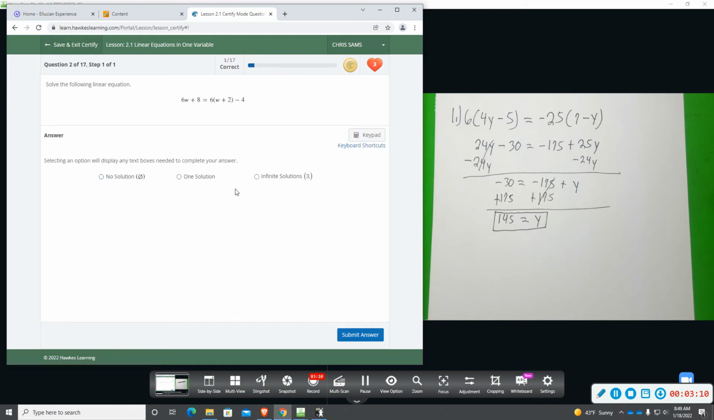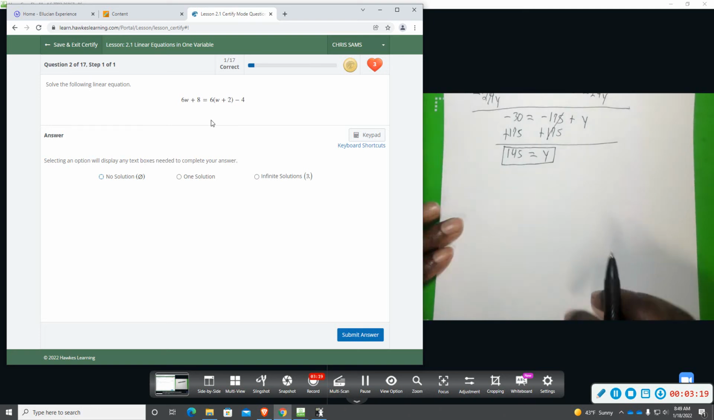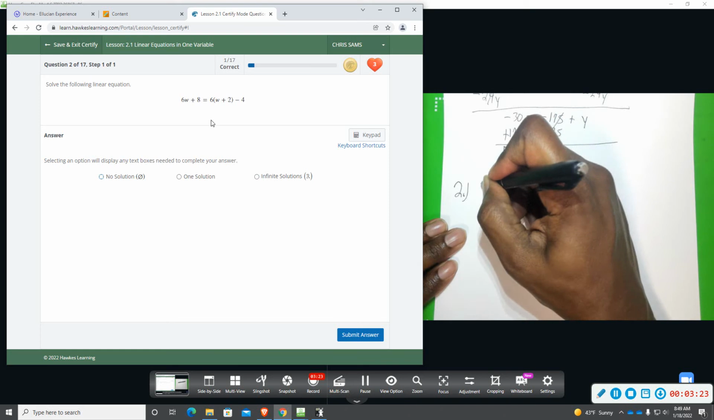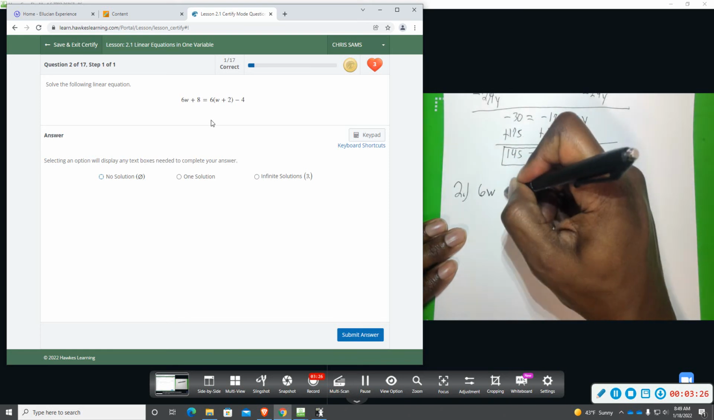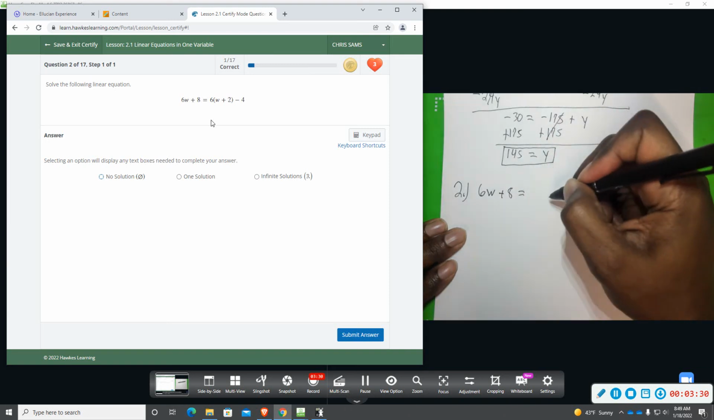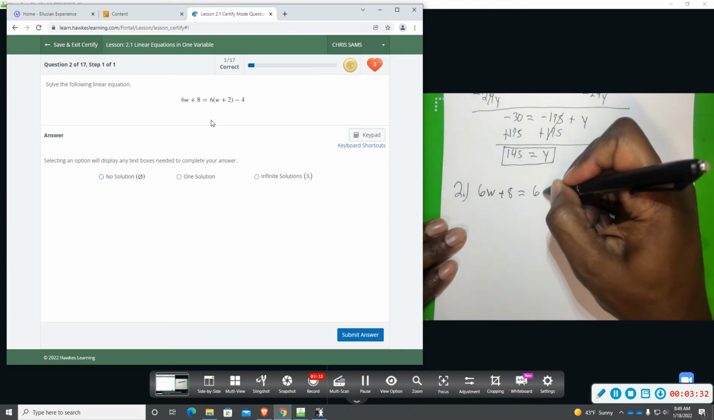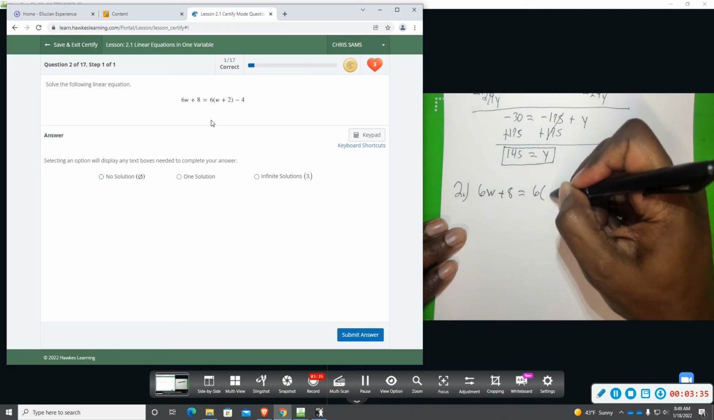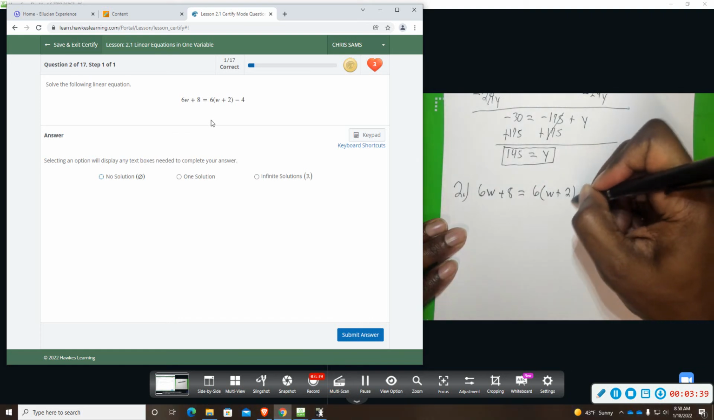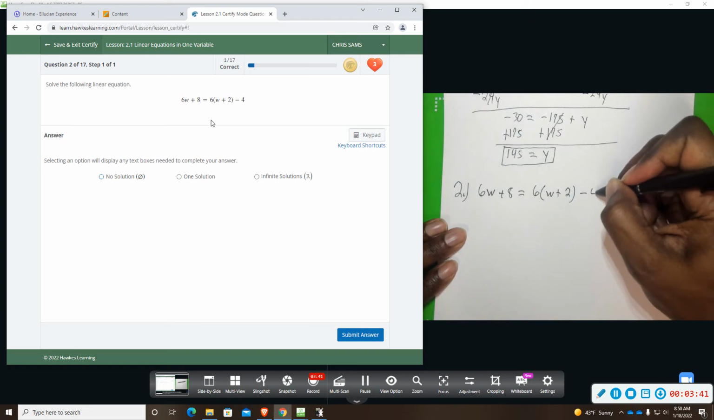All right, so we're also going to do number 2 here. So similar type problem. Just got a couple more terms. So number 2. We have 6w plus 8 equals 6 times the quantity w plus 2 minus 4.